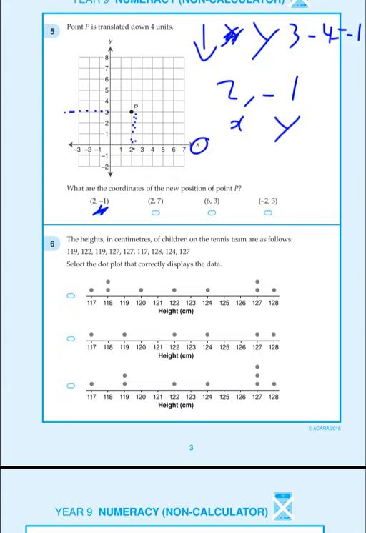Number 6, the heights in centimeters of children on the tennis team are as follows. Select the dot plot that correctly displays the data. So there is 1 of 117. So they're all in the running. This first one says there's 2 of 118, but we don't have 2 of 118 in those numbers. So it's definitely not the first one. It says we've got 1 here of 119, but we've actually got 2 of 119. So it's definitely not this one. We can check through all the other numbers if we wanted, just to make sure it's accurate, but it's clear that this is the right answer.